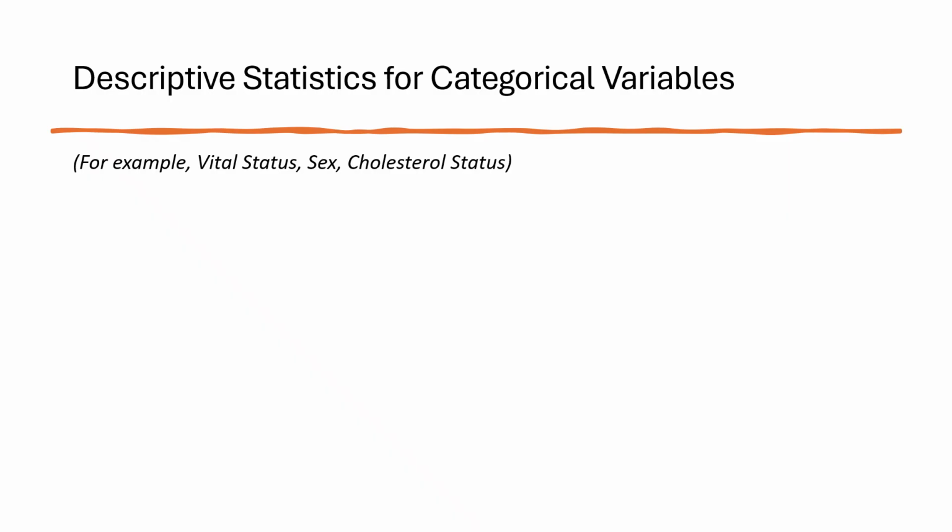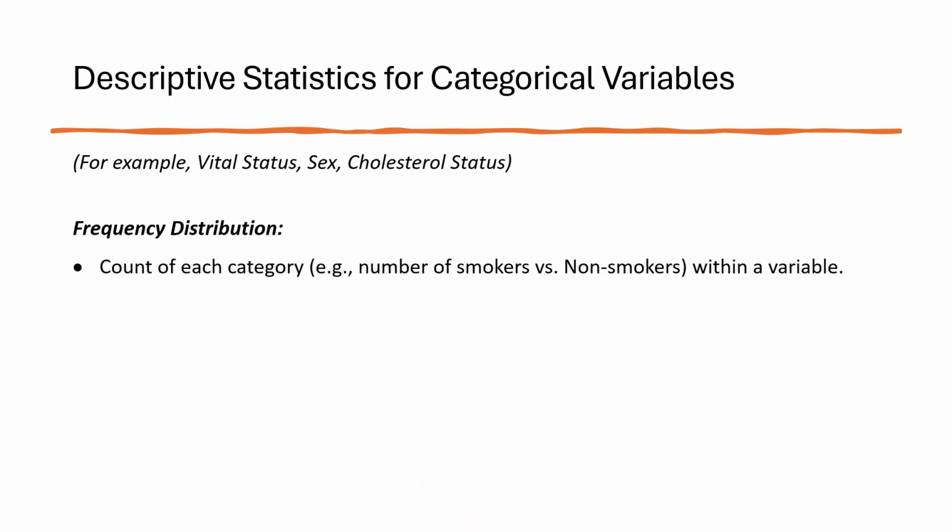Descriptive statistics for categorical variables such as vital status, sex, or cholesterol status are pretty simple because, as we discussed many times before, they cannot go through arithmetic operations. Again, we use a three-pronged approach. First, we provide the frequency distribution, which is simply the count of each category within a variable.